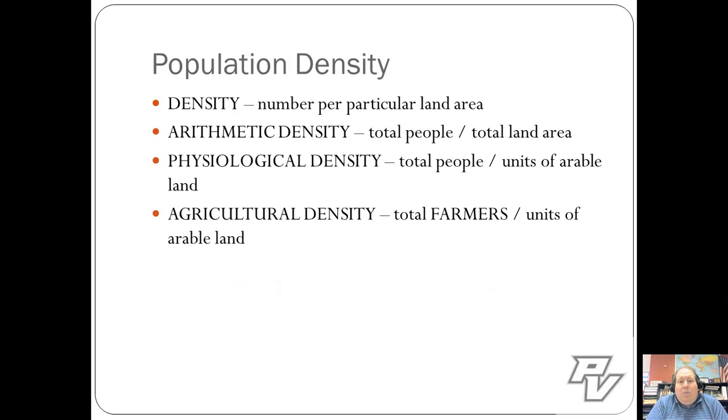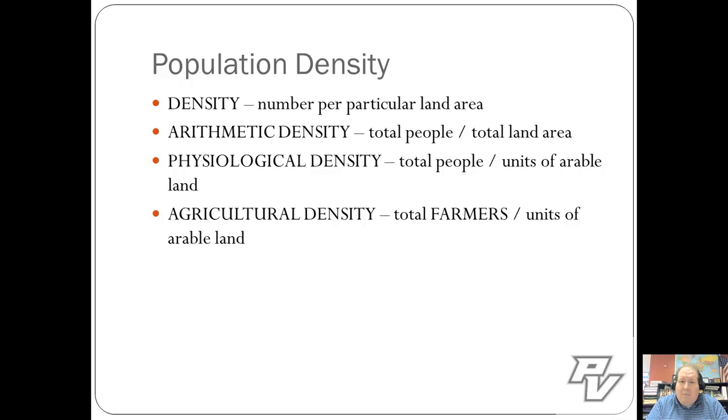We also need to remember the density formulas, and recall that a lot of these formulas are just mathematical in nature. We need to be able to calculate them and be able to interpret what each of these means. Now, density itself is just the number of people per particular land area. We have different kinds of densities that we have to keep in mind. The first is arithmetic density. Arithmetic density, very simple: total people divided by total land area. Nothing special, nothing too crazy.